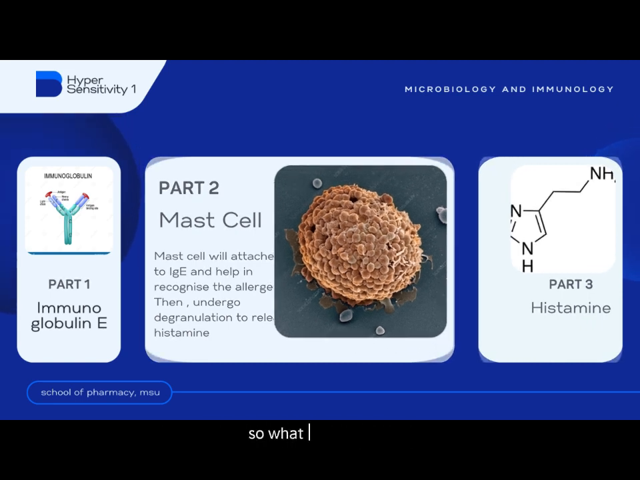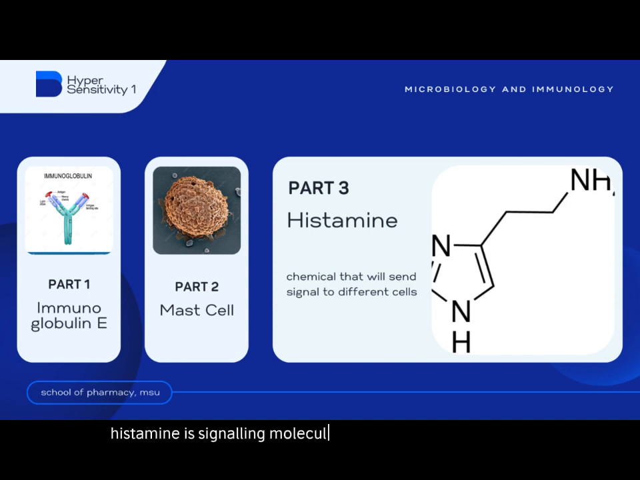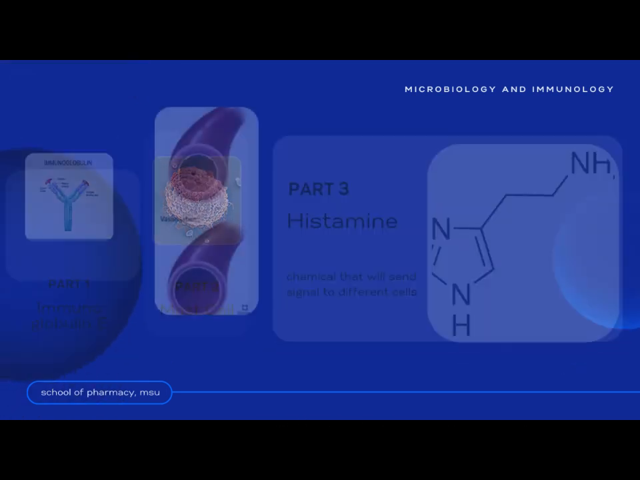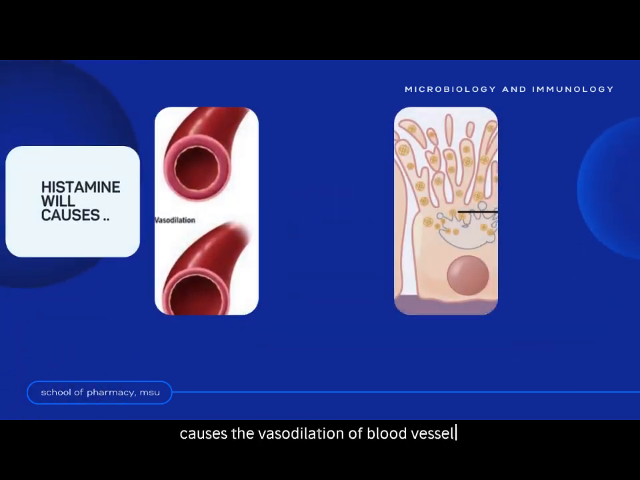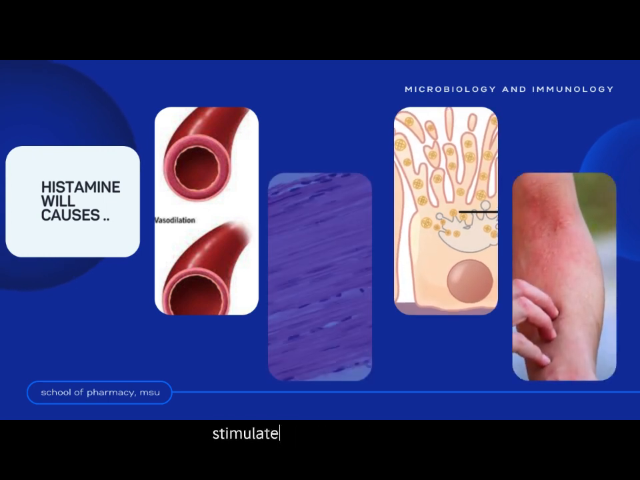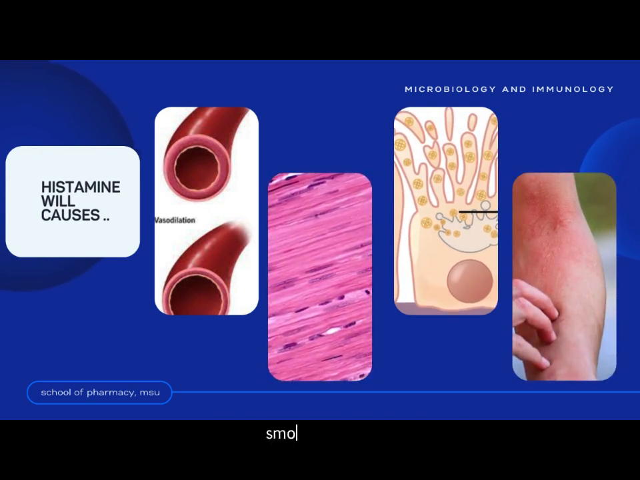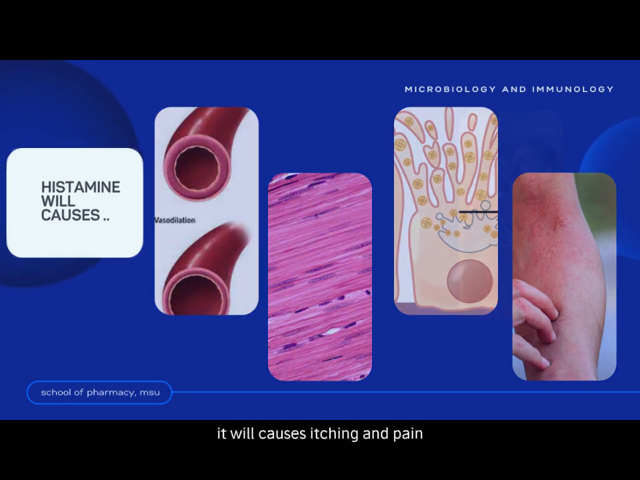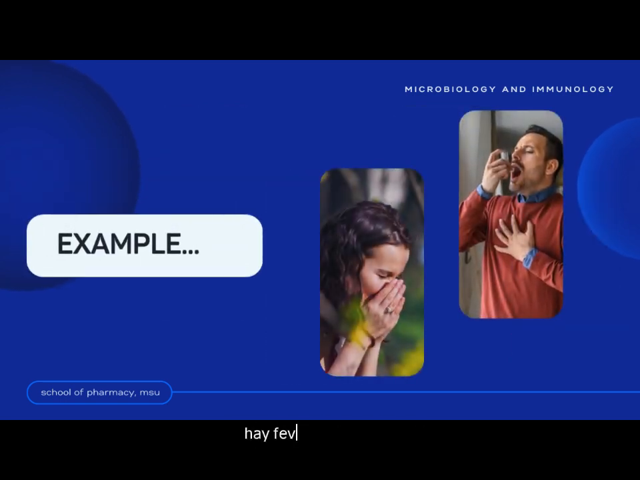So what is histamine? Histamine is a signaling molecule released by the immune system and then will send messages between the different cells. Histamine then will cause vasodilation of blood vessels, stimulate glandular secretion, smooth muscle contraction, and lastly, it will cause itching and pain. For example, hay fever and asthma.